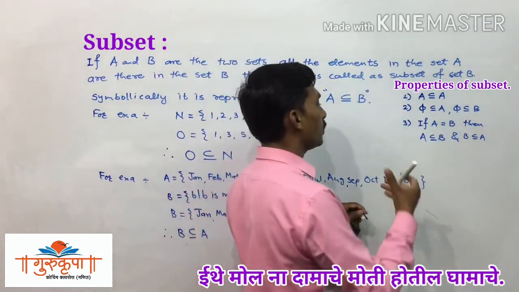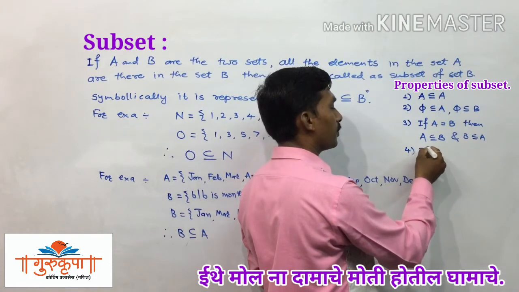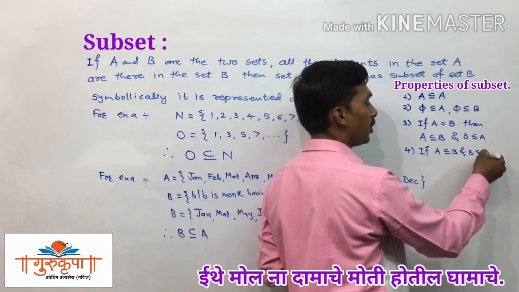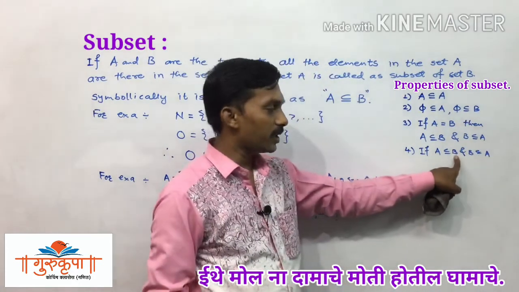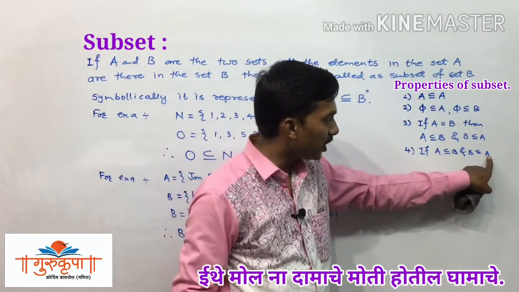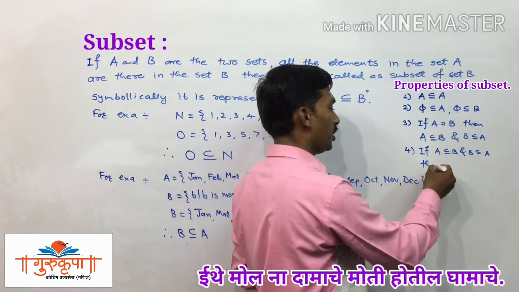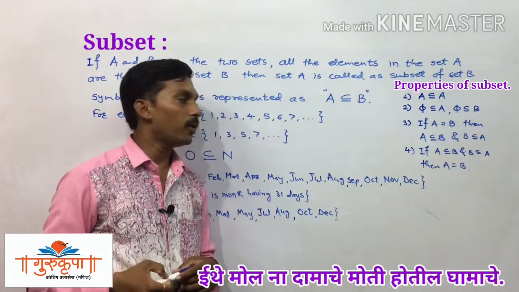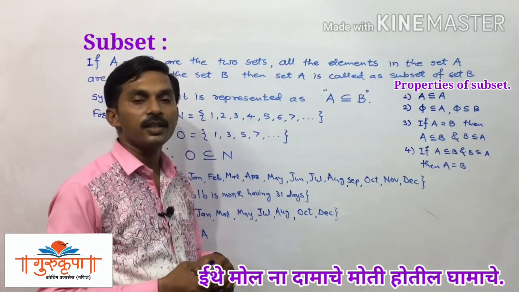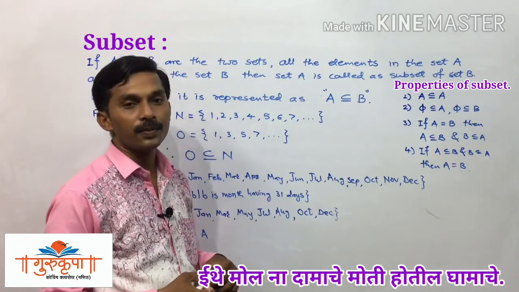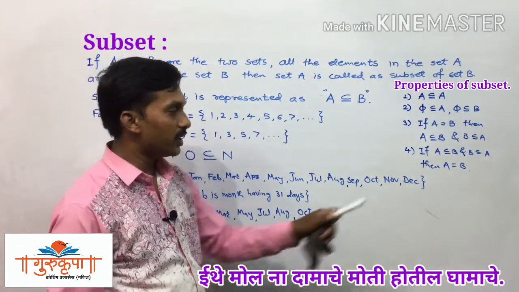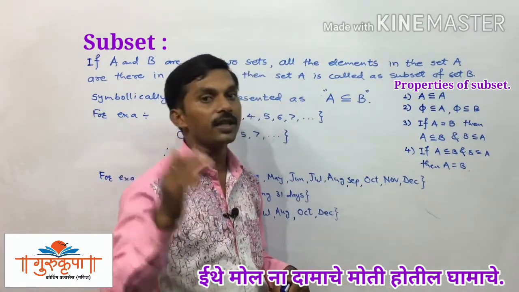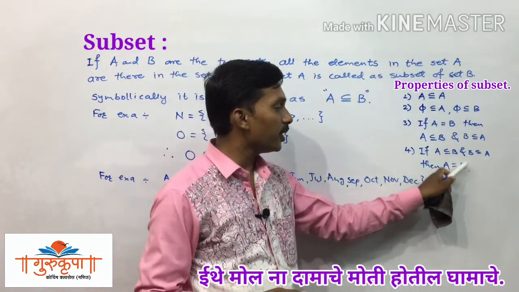And the last property is property number 4, that is if A is subset of B and B is subset of A, then A is equal to B. If all the elements of the set A are there in the set B, means A is subset of B. And if all the elements of the set B are there in the set A, then both the sets are said to be equal sets.